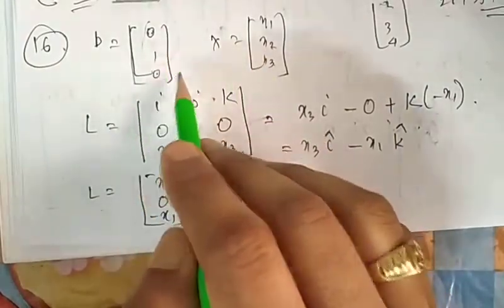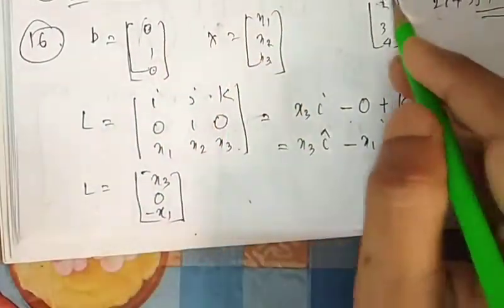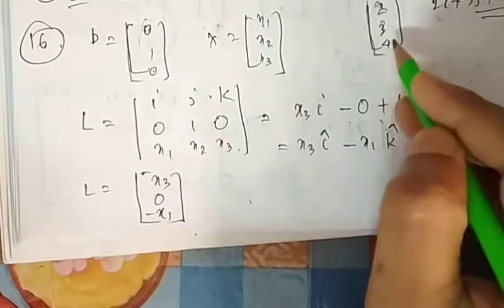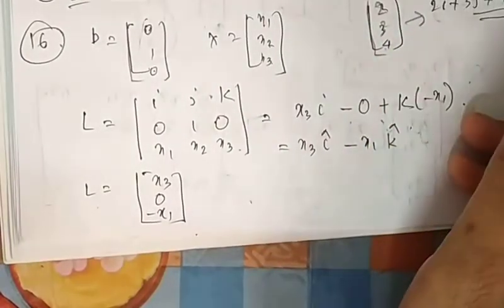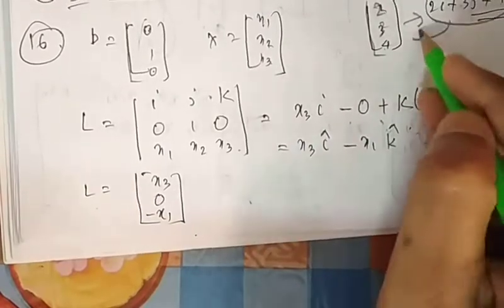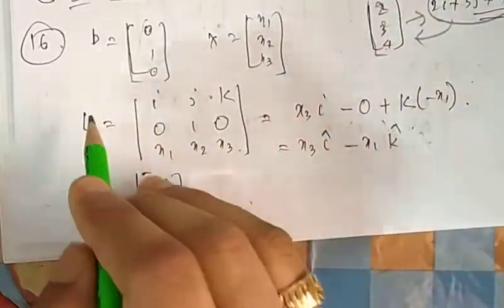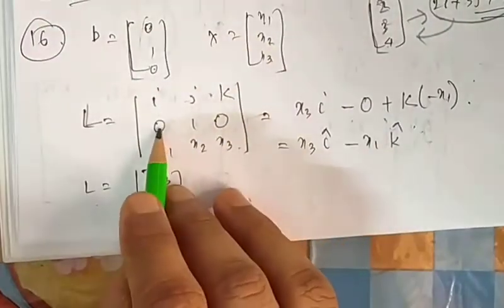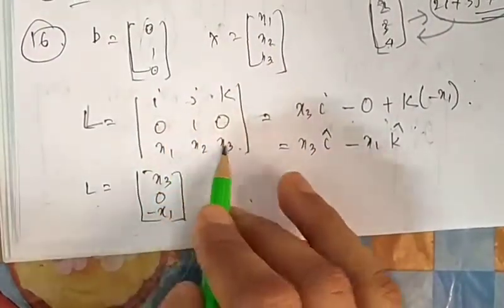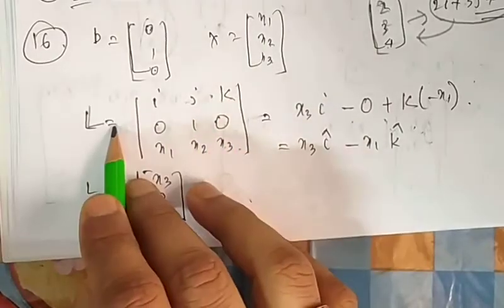So what does a vector represent in matrix? It is simple. Suppose I write a vector 2, 3, 4, it represents 2i, 3j, 4k. That's all. We are writing vectors in matrix format. So what is the cross product? I know i, j, k, then first a1, a2, a3, then b1, b2, b3. That is the cross product in vector form.